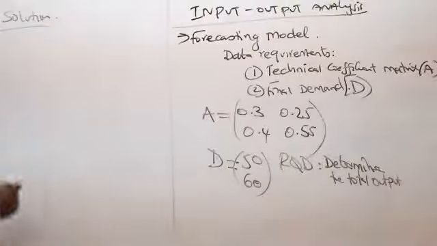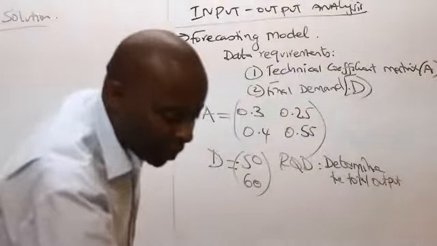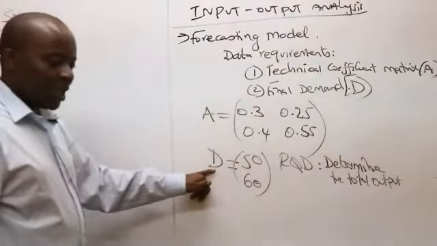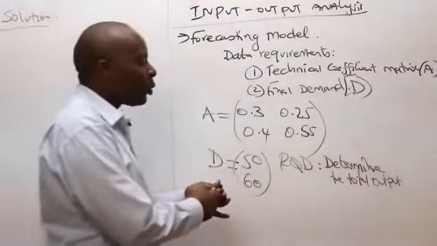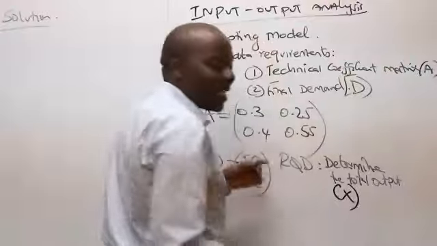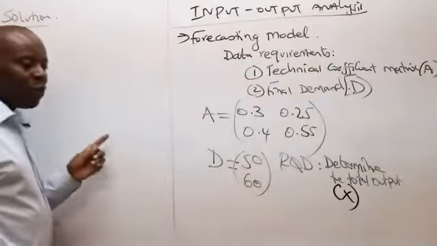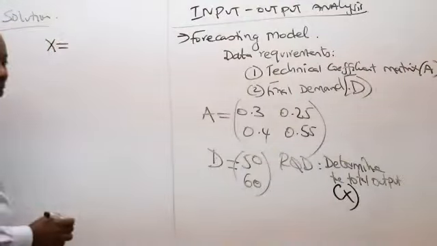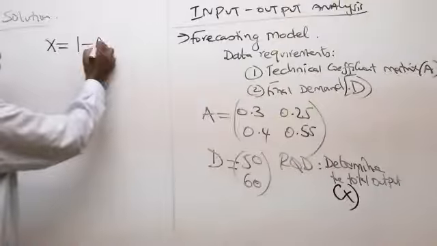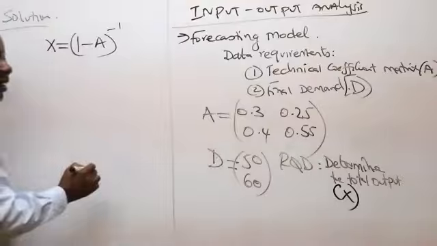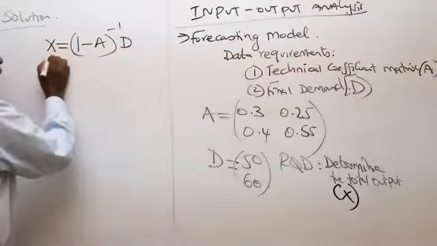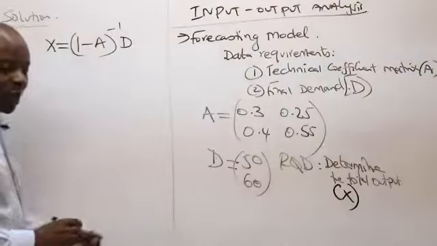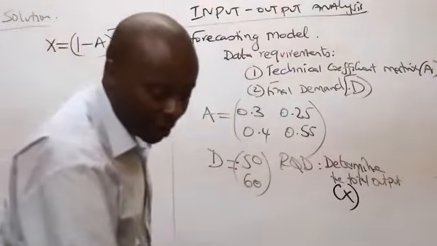Solution. Ladies and gentlemen, whenever you see yourself being given the technical coefficients matrix A, they have given you D, and they want you to calculate the total output, which is our unknown, X. This is what we shall be doing. To get our X, we shall be taking I minus A inverse multiplied by D. X is the total output.